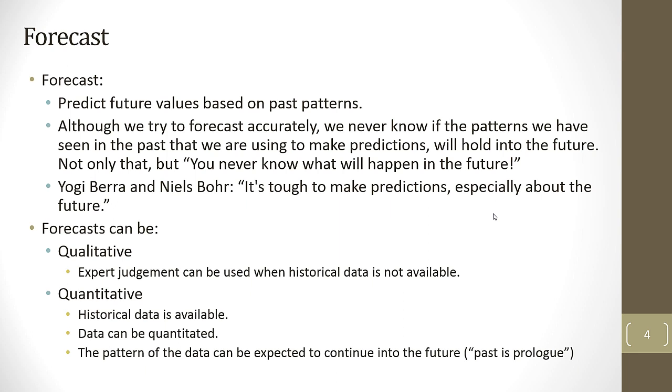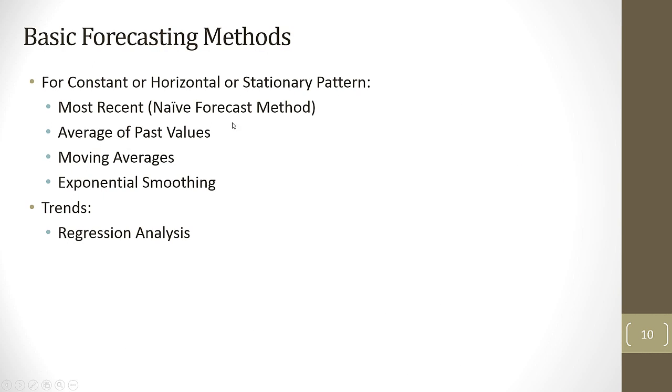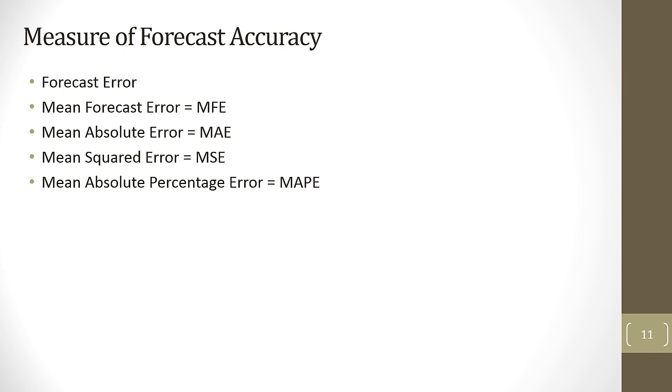Now I want to go to slide 10 to talk about different methods for forecasting. We're going to talk about in this video the naive method, or most recent, averaging of past values, moving averages, and exponential smoothing. We'll see all four in this video, and we'll use the same data set and see which one, in fact, is more accurate. And the way we do that is next slide.